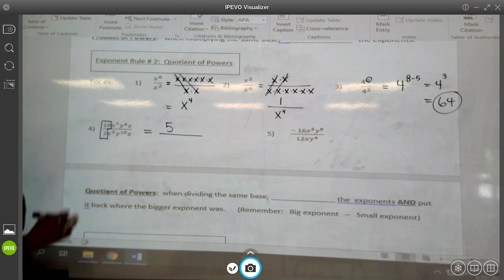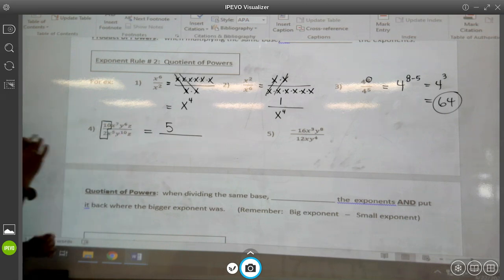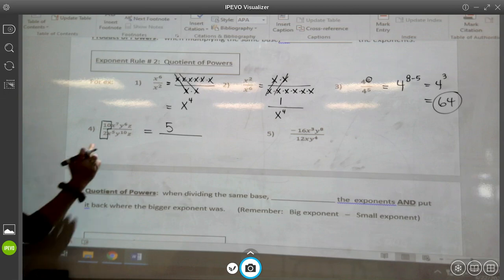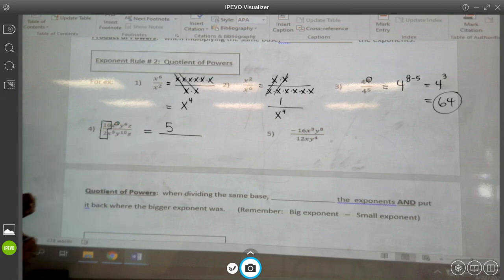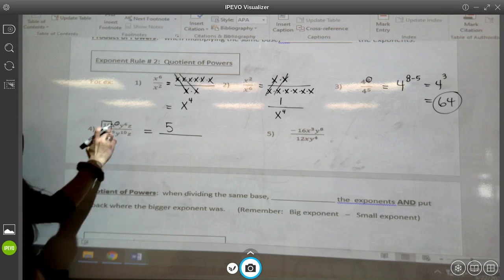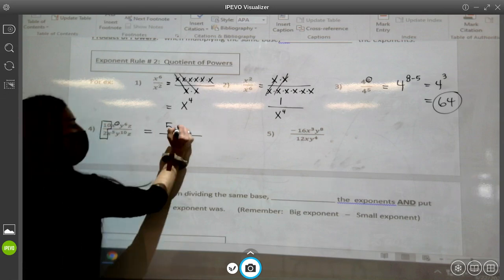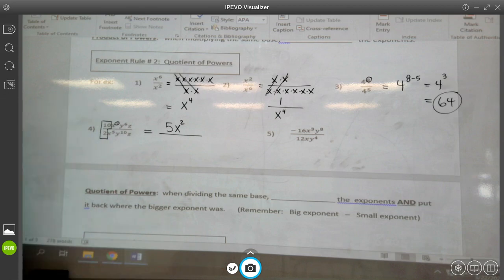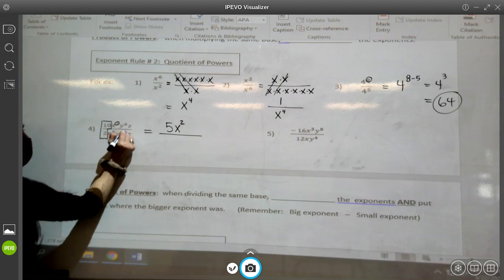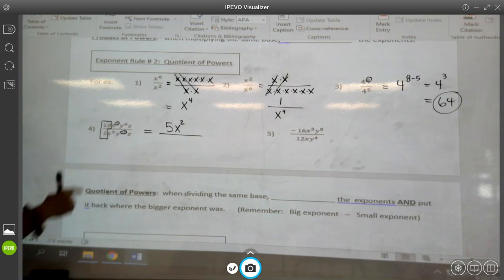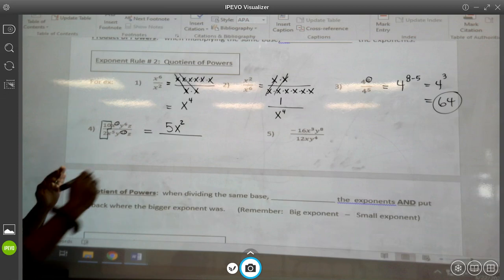Now let's do our variables. So the bases are the same. We can subtract the exponents and put it back where the bigger one was. So guys, x to the 7th divided by x to the 5th. 7 is bigger, so our answer will go back on the top, and 7 minus 5 is 2. So x squared back on the top. Let's do our y's. Y to the 6th divided by y to the 10th. 10 is bigger, so 10 subtract 6 is 4. Put it back on the bottom.